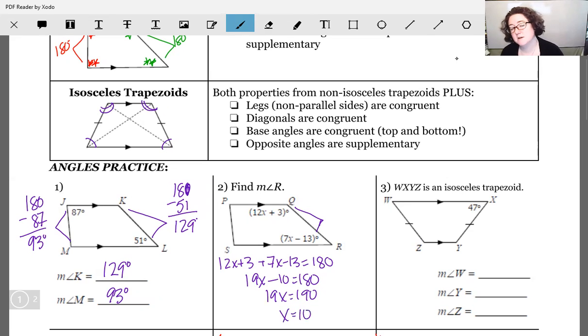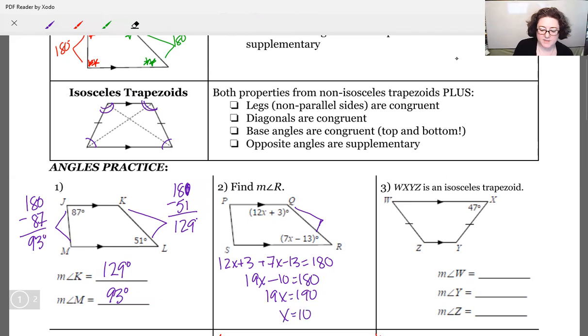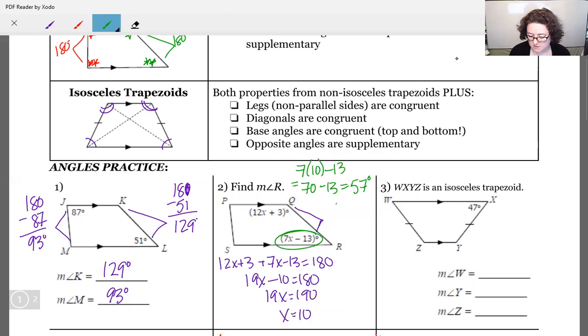However, we still need to figure out angle R. So that means we need to take our answer for x and plug it back into our expression for R. So we're going to do 7 times 10 minus 13, otherwise known as 70 minus 13, which gives me 57 degrees. So angle R equals 57 degrees.